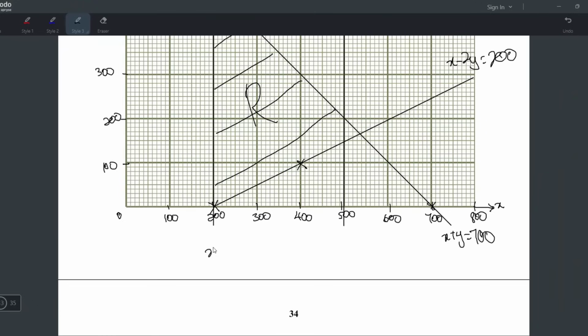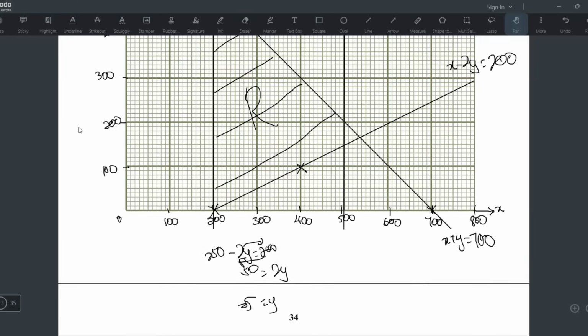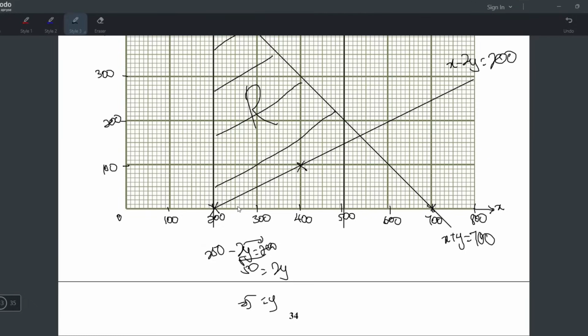So you can sub 250 into the equation: 250 minus 2y equals 200. But don't sub into the wrong equation. If you sub into the wrong equation, that's your problem. So negative 2y equals negative 50, 250 minus 200 is 50, and you can see the y is 25. That means when the x is 250, it should be at 25. So that means I didn't draw my line wrongly.